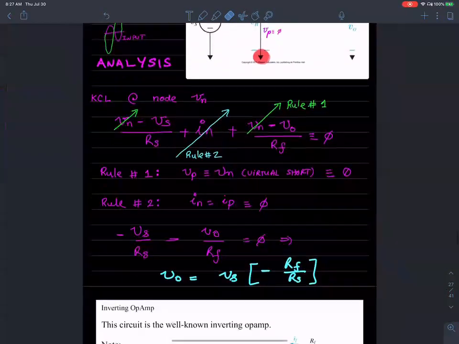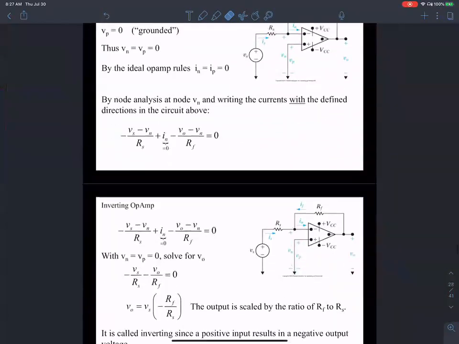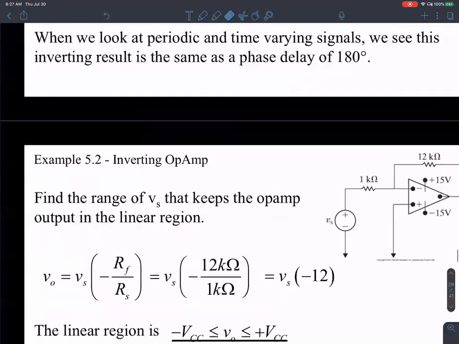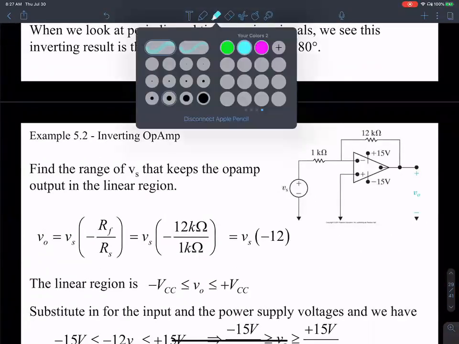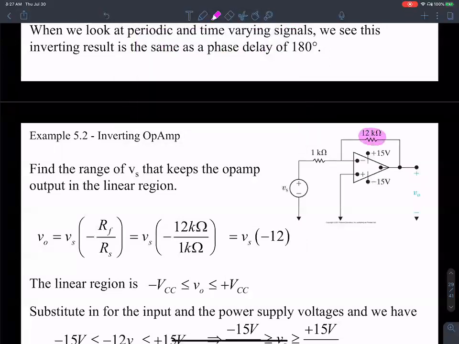We could put some numbers on this. Let's see that this is RF. That's RF because it's in the feedback. It's feeding back. This one is RS, meaning that it's on the source side, connected to the input source. Okay, RS. Now, how would you find the output voltage here?